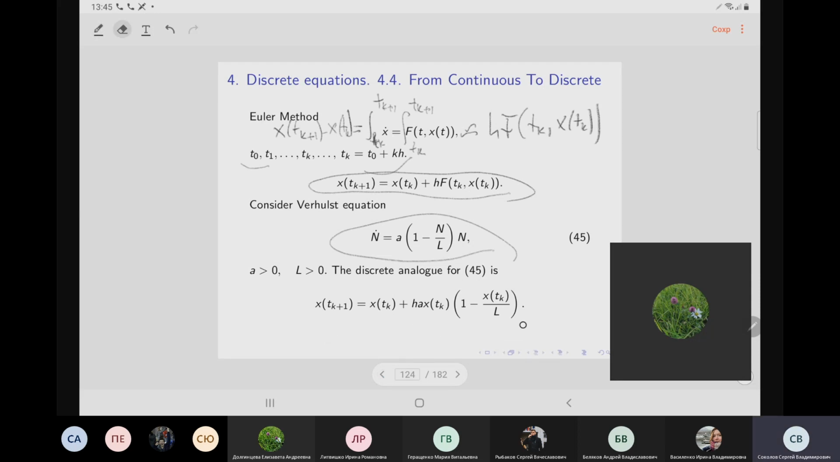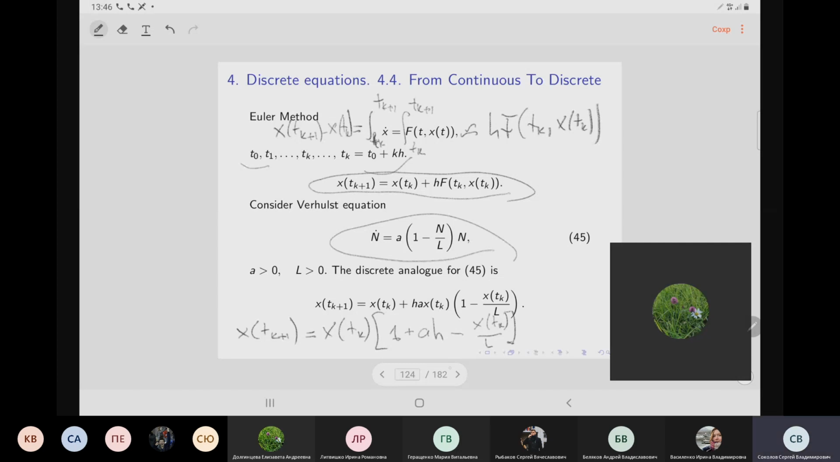We can rewrite it to clarify. So x of tk plus 1 is just x of tk times one plus AH minus x of tk divided by L. So, is it an appropriate equation or not?